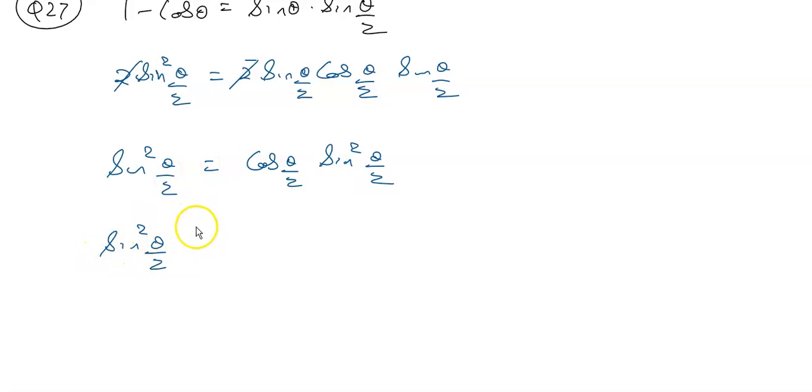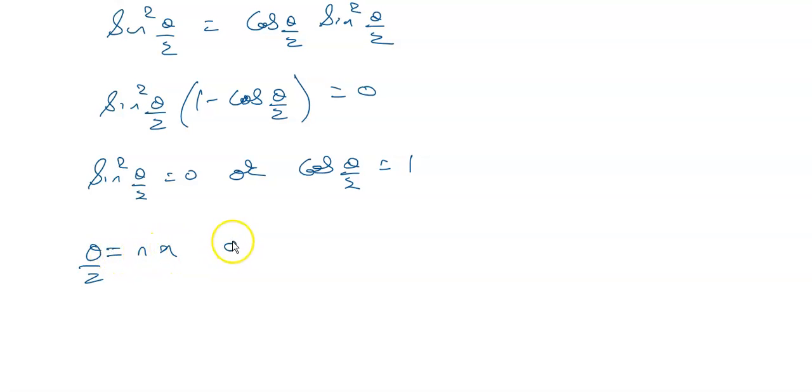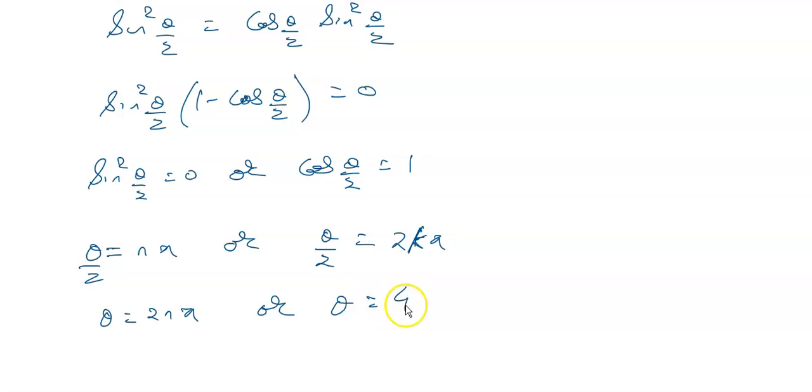Again, I am not cancelling it, and the reason is, 1 minus cos theta by 2 is equal to 0. So this implies sine square theta by 2 is equal to 0, or I can say cos theta by 2 is equal to 1. So this implies theta by 2 is equal to n pi, or I can say from here that theta by 2 is equal to 2k pi, because the solution of cos theta by 2 equal to 1 will be theta by 2 is equal to 2k pi, that is even multiple of pi. So this implies theta is equal to 2n pi, or theta is equal to 4k pi.